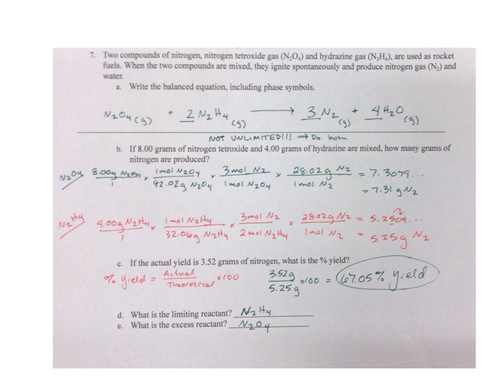Now, part B tells you you have 2 different amounts. In so many of the questions up to this point, the problem has always said something like in an excess amount or with an unlimited amount of one of the reactants. In this case, the reactants are not unlimited. That means one of them is going to limit the amount of product.